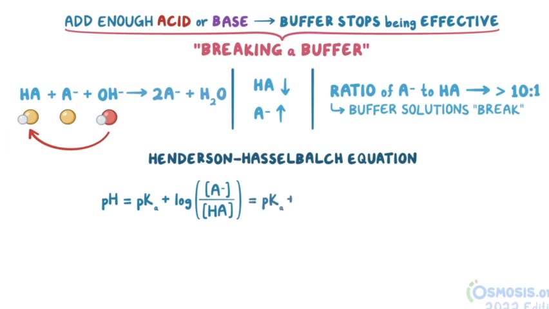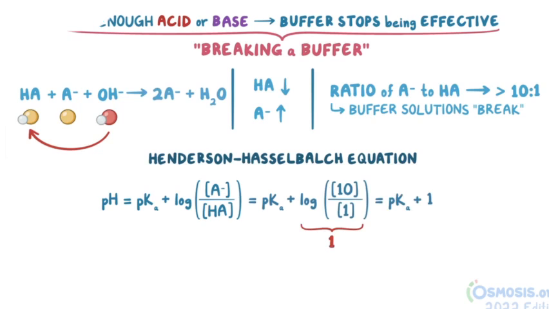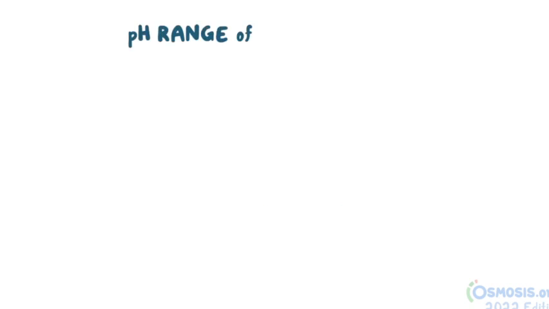So if we plug in a ratio of 10 to 1 in the Henderson-Hasselbalch equation, the log of 10 divided by 1 is 1. So the pH of the solution is equal to the pKa plus 1. These calculations show us that the effective pH range of a buffer is equal to plus or minus 1 of the pKa value.